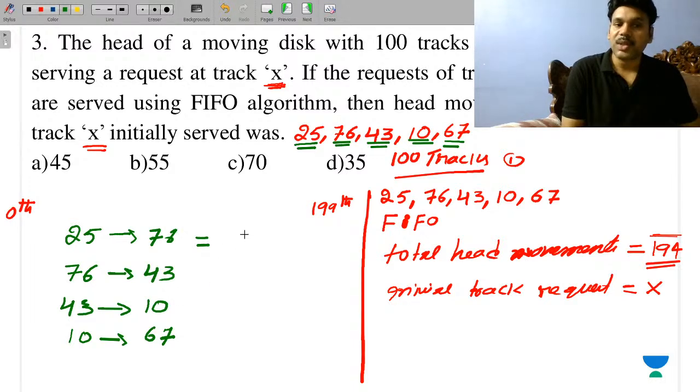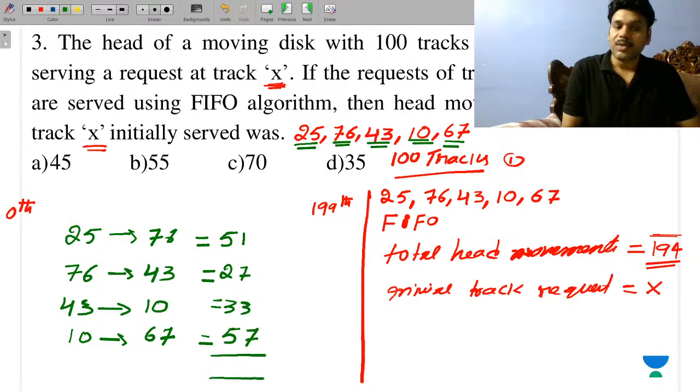Now if you look at the difference between them, 76 minus 43 is almost 33, and the other differences are 27, 33 and 57. Adding these up, we now got almost 148 here. Now he is asking what will be the value.